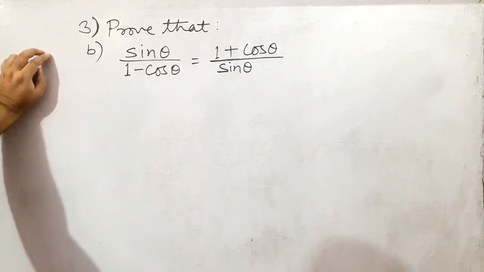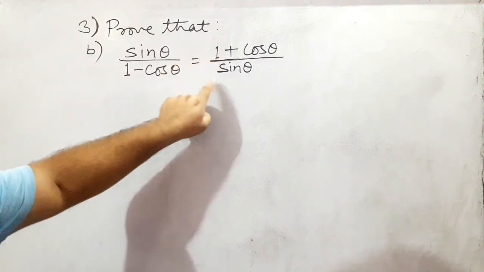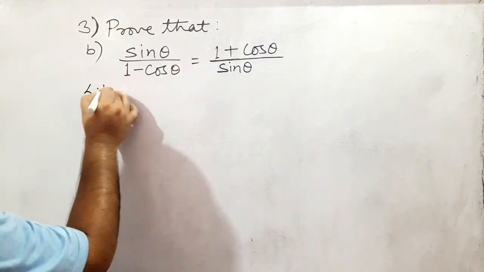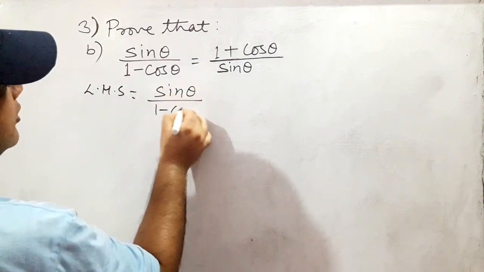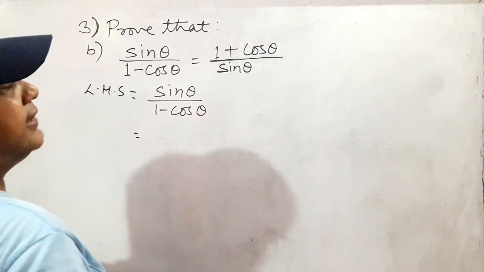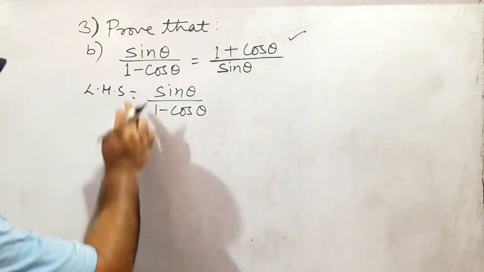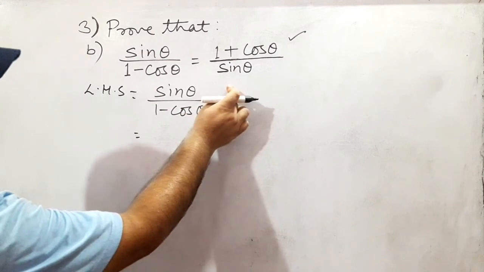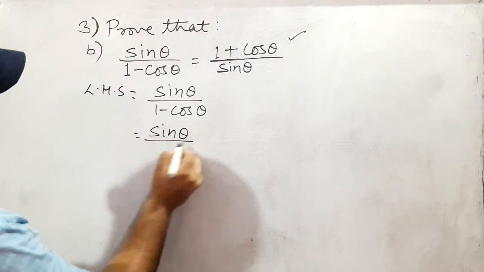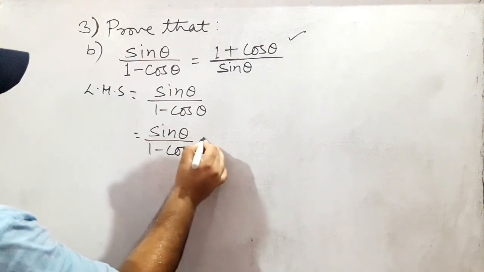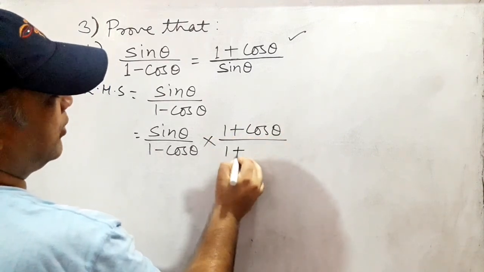Let's see the next question, which is similar to the previous one. Sin theta by 1 minus cos theta equals 1 plus cos theta by sin theta. Taking the left hand side, we have sin theta by 1 minus cos theta. On the right hand side, we can see that in the numerator we have 1 plus cos theta. So let's multiply the left hand side with 1 plus cos theta in the numerator as well as in the denominator. So sin theta by 1 minus cos theta into 1 plus cos theta by 1 plus cos theta.